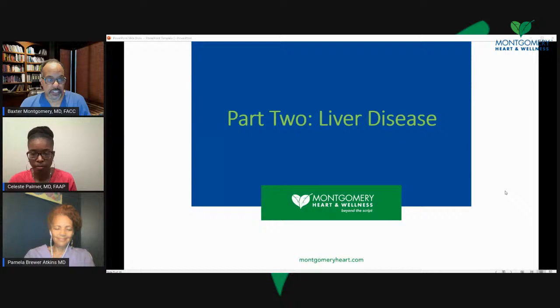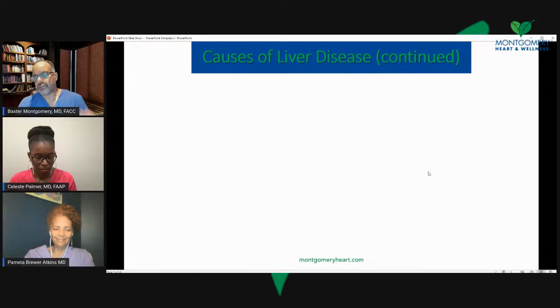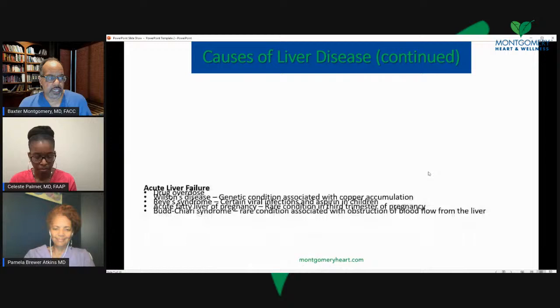So let's get into liver disease. So, you know, common causes of liver disease, this is just a generic laundry list of viruses, genetics, autoimmune disease. We all know about excess alcohol use, poor diet and obesity. Now, that's an important one I want to get into, but also medications, street drugs, toxic chemicals. I'm remiss because I didn't have heart failure here. It is on another list later on, but I'm going to argue that heart failure is probably more common than alcohol now, and I'll get into that argument later.